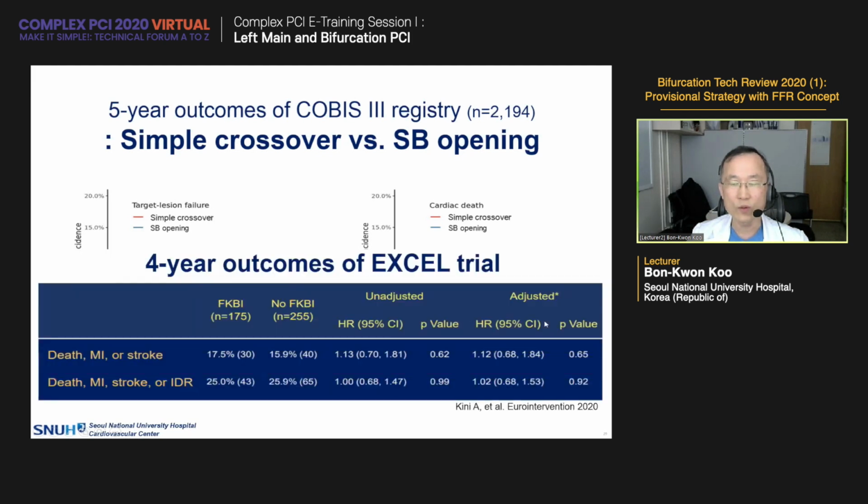And also you recently see the 4-year outcomes of the EXCEL trial, when the operators divided the patients into final kissing balloon inflation and no final kissing inflation. There were no differences in unadjusted and adjusted outcomes, regardless of the use of final kissing balloon inflation, for death, MI, stroke, or death, MI, stroke, ischemia-driven revascularization.